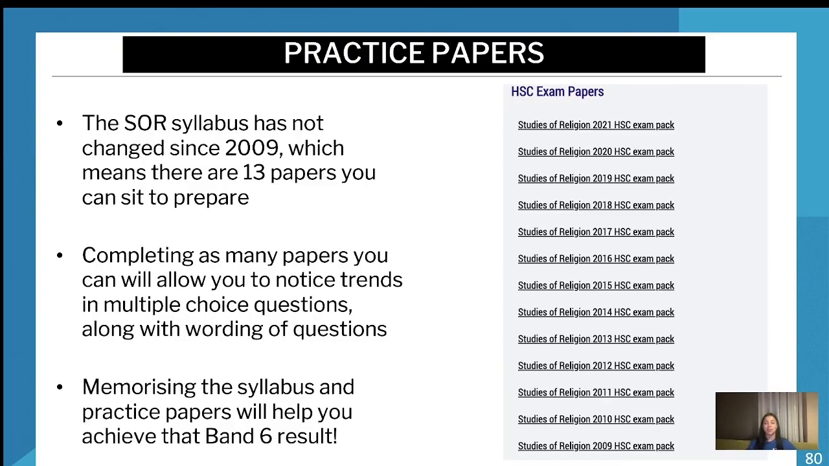But compared to my other subjects, I was putting in the least work in the way that I just had my notes, I memorized it, I memorized the syllabus, and then I did practice questions. I had some flashcards with my quotes and my sacred text references, but otherwise I feel like I always just put SOR to the side, so I was definitely surprised when I got that mark.